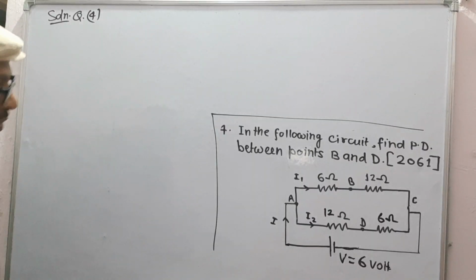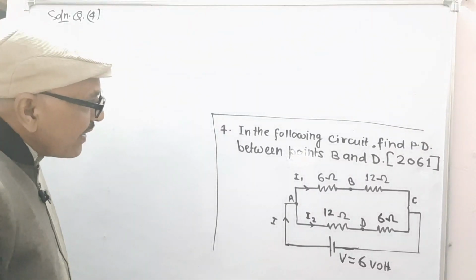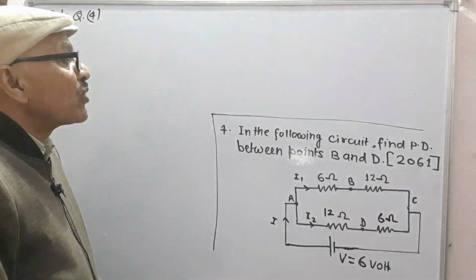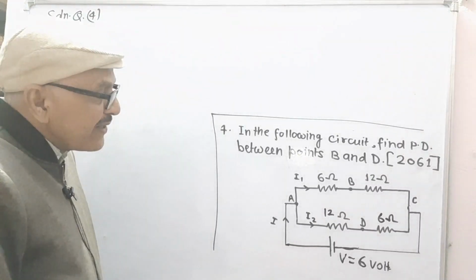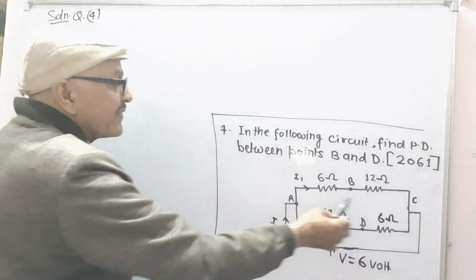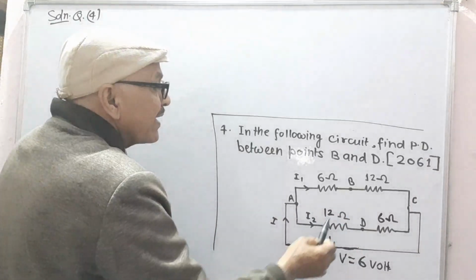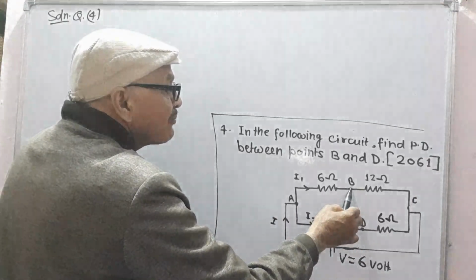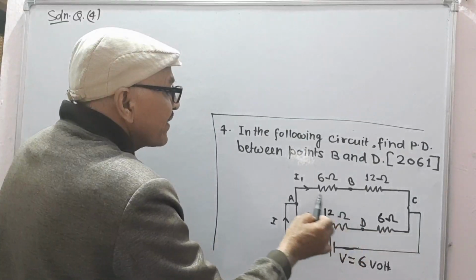Next question number 4. The question is, in the following circuit, find potential difference between points B and D. This is the given circuit. We have to find the potential difference between points B and D.